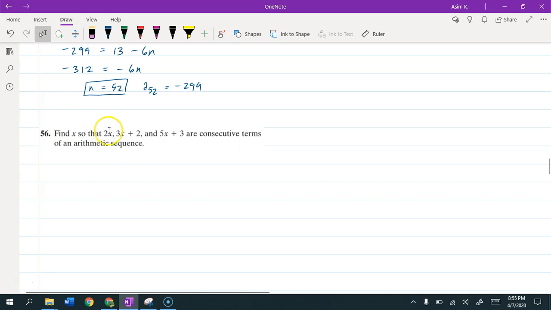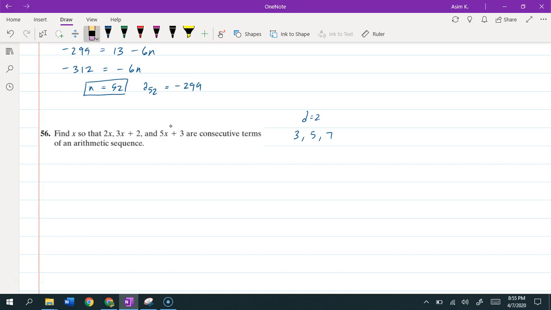Find x so that 2x, then 3x plus 2, then 5x plus 3 are consecutive terms of an arithmetic sequence. If you don't understand what consecutive means, like 3, 5, 7, I hope I didn't just tell you the numbers. I don't think that can be 3, 5, and 7. But those are consecutive terms of an arithmetic sequence, right? They come one after another, and the common difference is clearly a 2 here, all right?